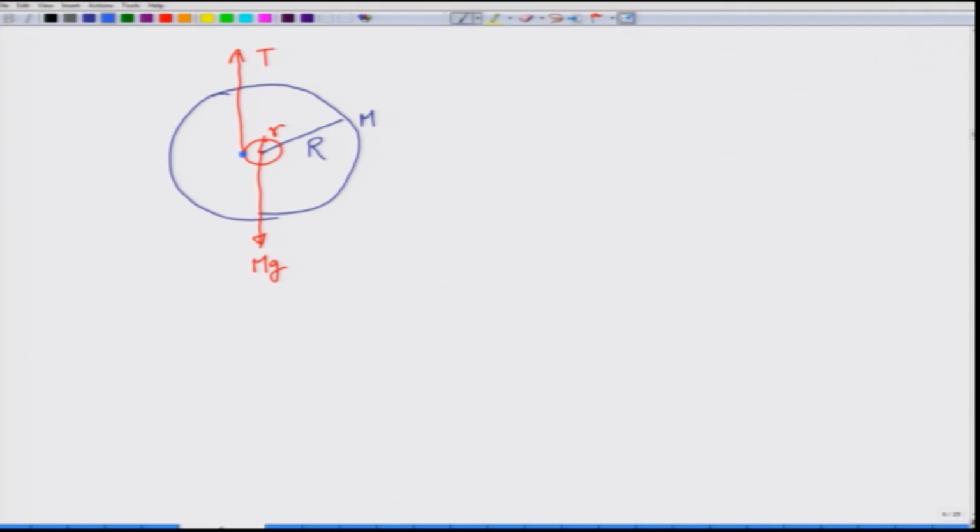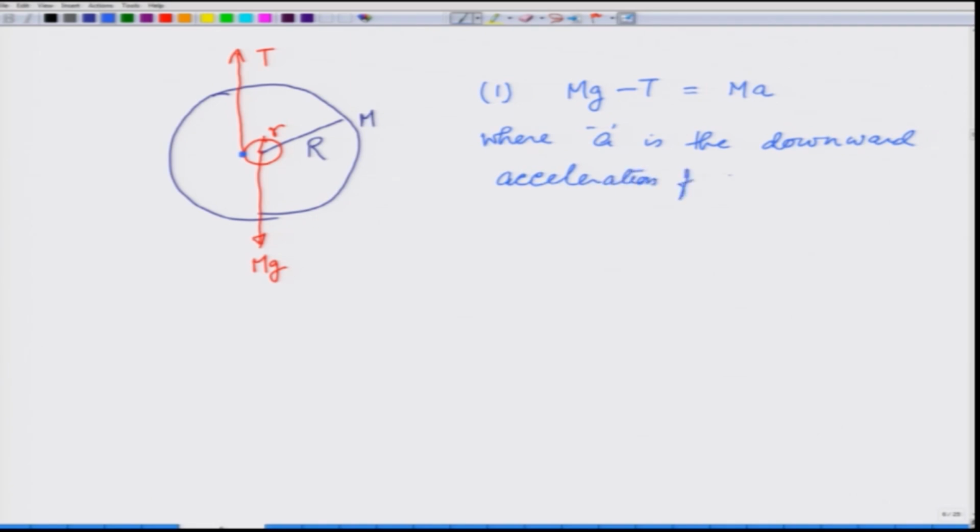So, the equations that I have are, first, mg minus T is equal to ma, where a is the downward acceleration of the wheel. Notice that a is going to be smaller than g because there is a tension.